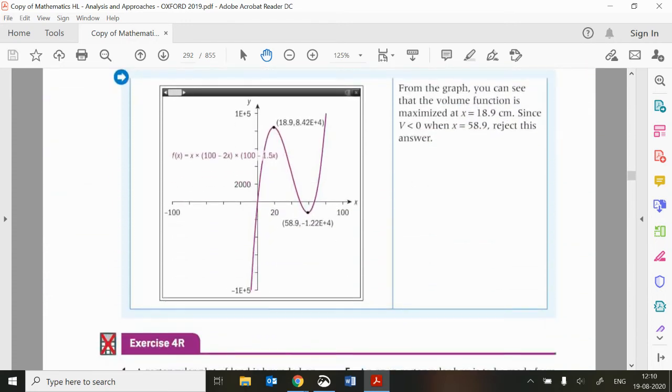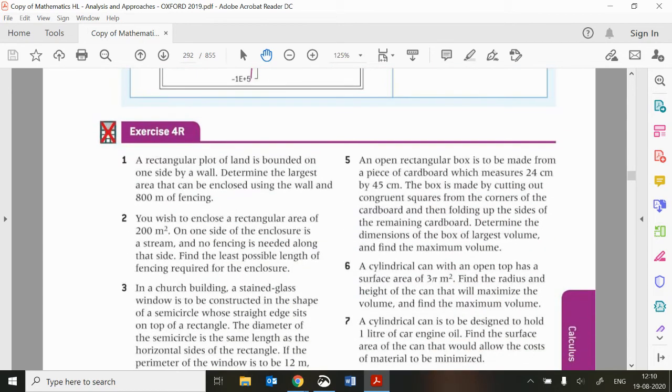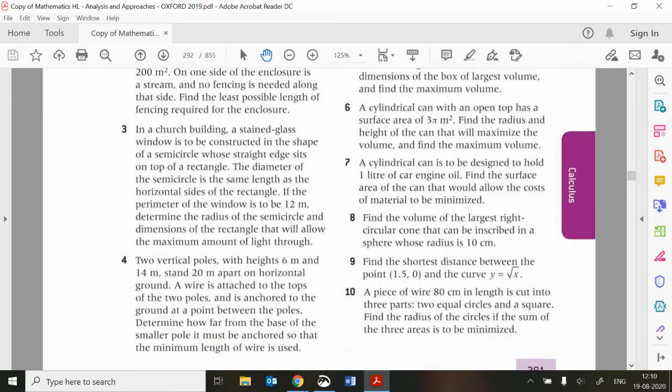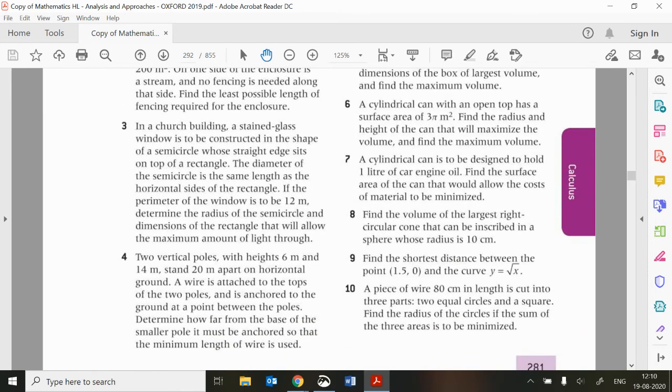Okay, well there's the graph. And so that is done. Okay, 4R has a lot of questions there, so we've got 10 questions. They're worth doing. They're worth getting lots of practice with. They're quite difficult to set up. That's the main skill in these questions.